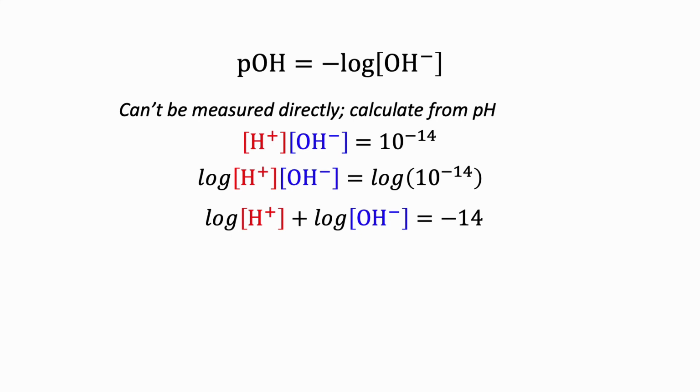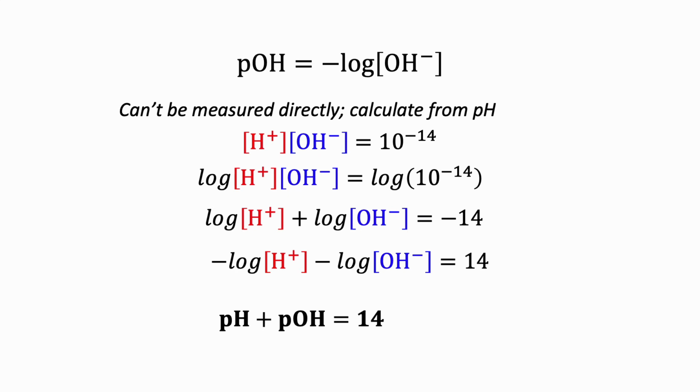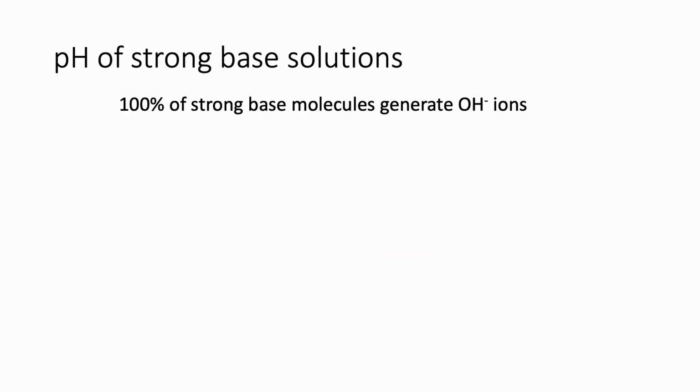Now I'm going to multiply each side by -1. And when you look at this, what you see is that we have the negative log of H plus, which is pH, and the negative log of OH minus, which is pOH. And so what we get is pH plus pOH equals 14. So we're going to use that to figure out the pH of a strong base solution.